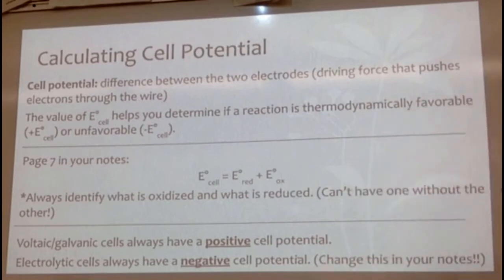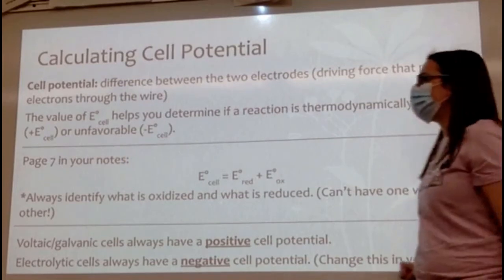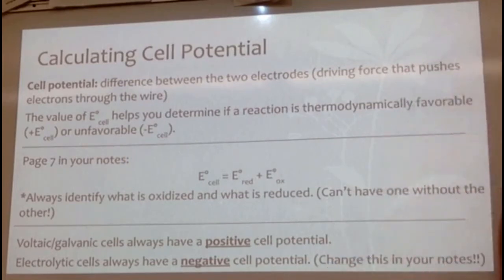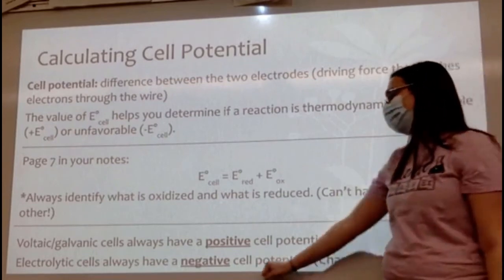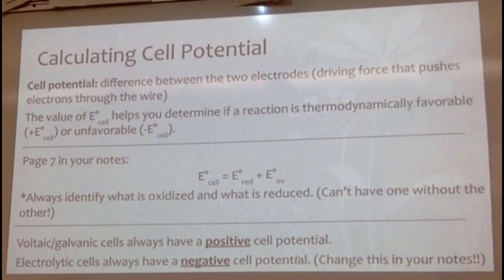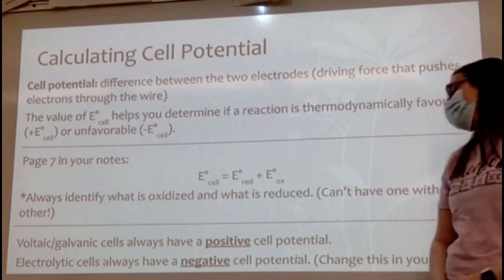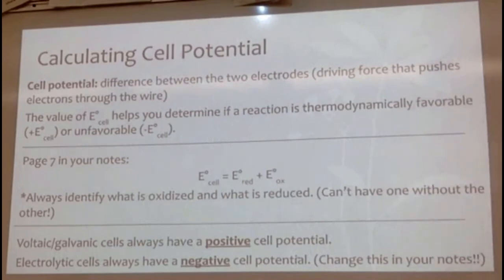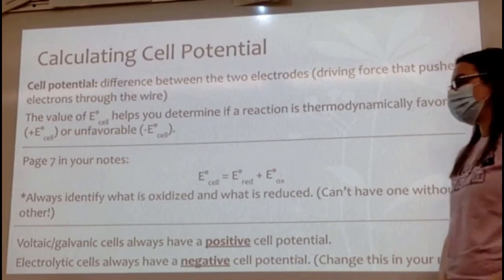Right underneath it, it says electrolytic cells. Cross out where it says positive and write negative, because electrolytic cells always have a negative cell potential. Voltaic cells are always spontaneous. Electrolytic cells are always non-spontaneous.